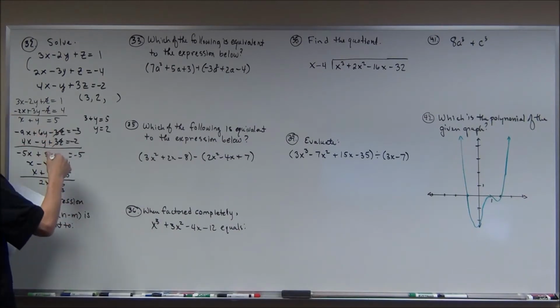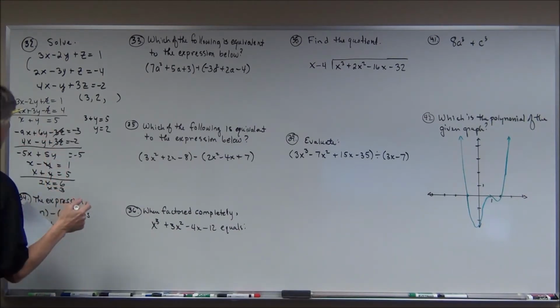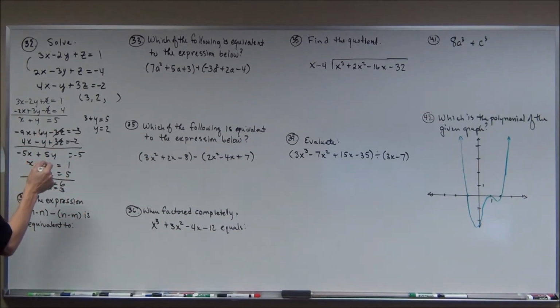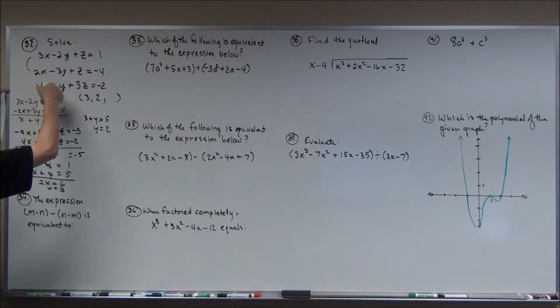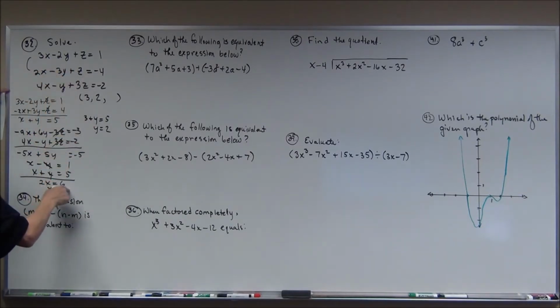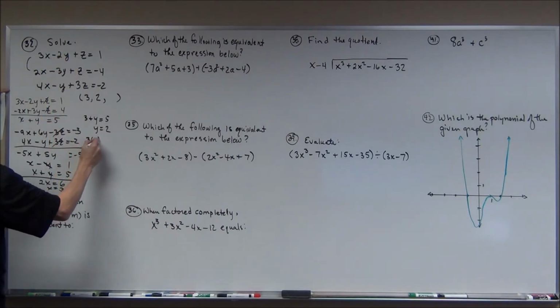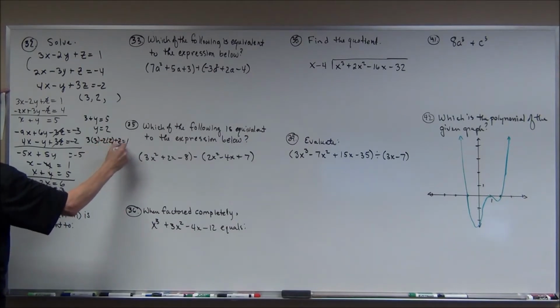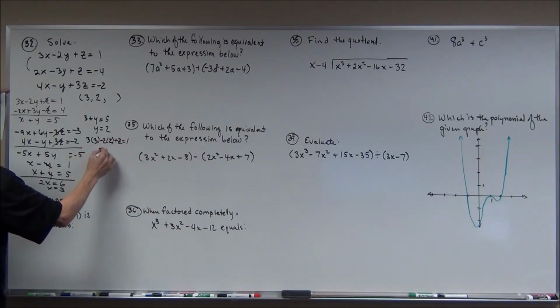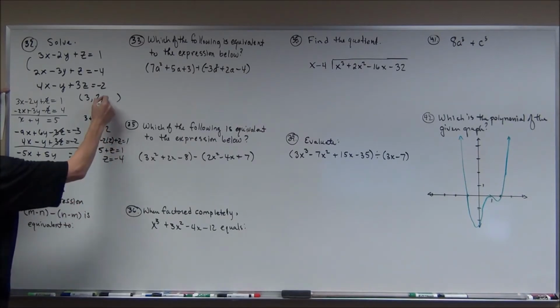And then I can go back and find z, but for both of them it looks like it's -4. I'm not so interested in that now, but I could take any one of these equations, plug 3 in for x, plug 2 in for y. 3 times 3 minus 2 times 2 plus z is equal to 1. That's 9 minus 4. That's 5 plus z is equal to 1. z is equal to -4 if I subtract 5 from both sides.